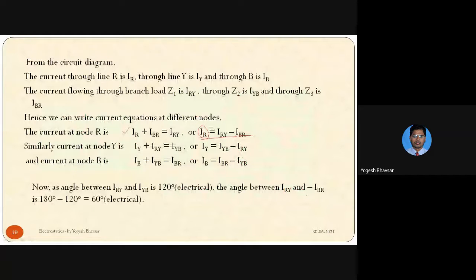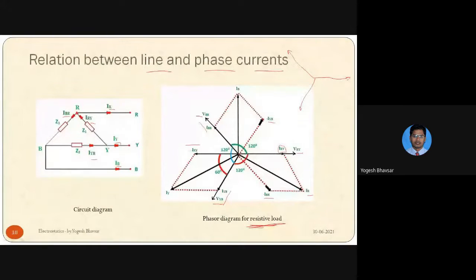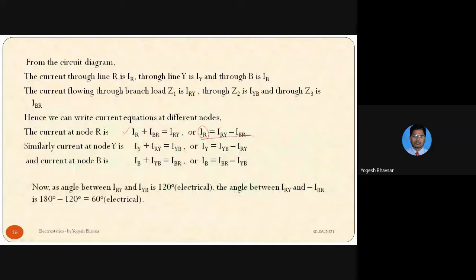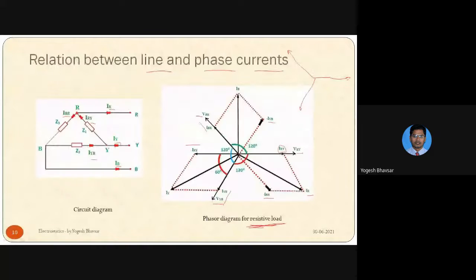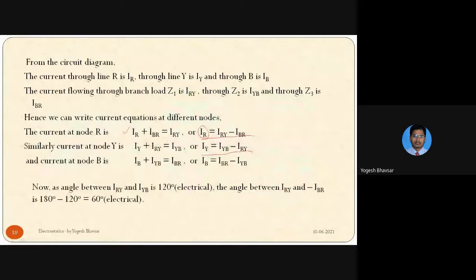Next, similarly for the second node, where IY is incoming, IRY is incoming, and IYB is outgoing. So let us apply KCL at this node again. So we have IY plus IRY is equal to IYB. And when we rearrange it, IY is equal to IYB minus IRY. So the resultant is here, IYB minus IRY. So the resultant will be at this point. And similarly for the third, IB, which is the vector difference of IBR minus IYB. So this is IB. So these relations we have plotted.